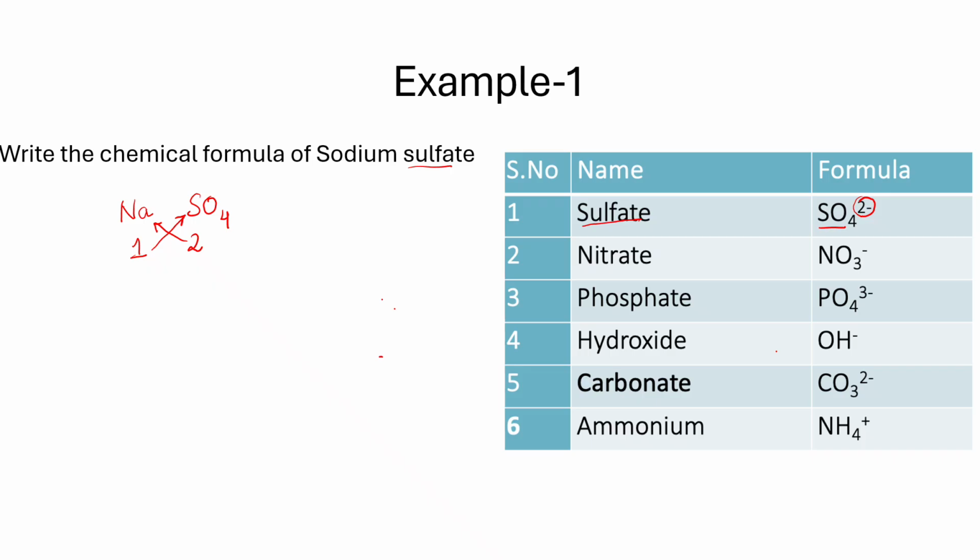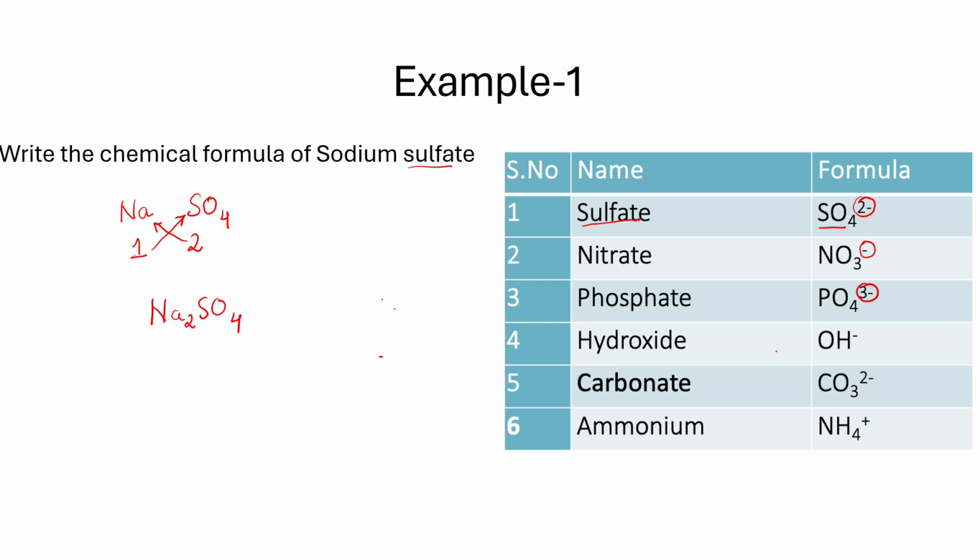Obviously, if we multiply anything with 1, it's going to remain the same. So the formula of sodium sulfate is Na2SO4. Before going to the other examples, I would again like to emphasize that the valency of the polyatomic ions is basically the magnitude of the charge or the number that's associated with the charge.